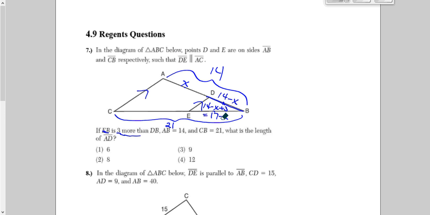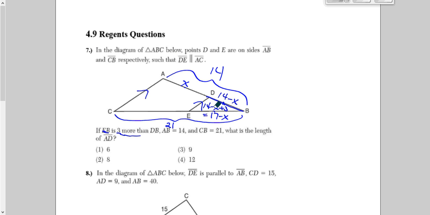So if I put an x here, right, and I know the whole thing is 14, well, the segment that's left here has got to be the whole thing, 14 minus x, right? And then they tell us that the segment down here is just 3 more than whatever that is. Well, what is that? 14 minus x plus 3. And then we just combine like terms, right? You with me?